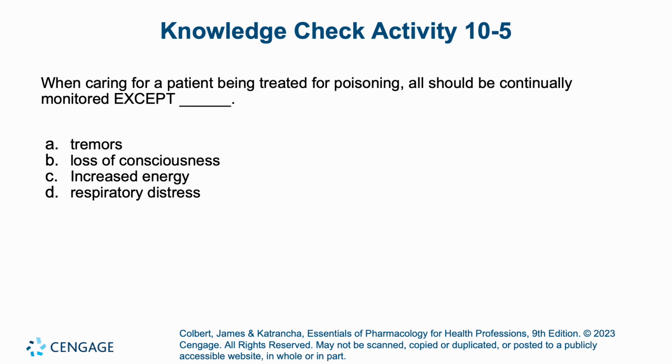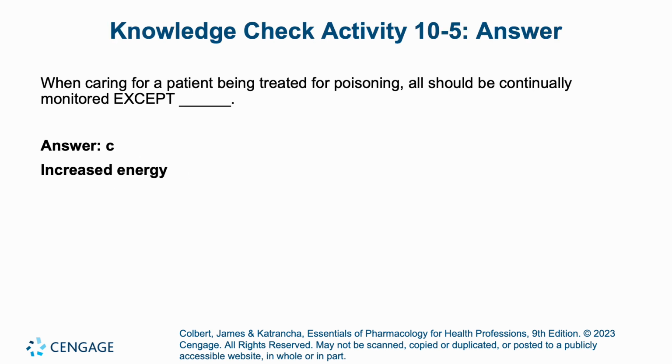Knowledge check. When caring for a patient being treated for poisoning, all should be continually monitored except A, tremors, B, loss of consciousness, C, increased energy, D, respiratory distress. And the answer is C, increased energy. You would be expecting decreased energy or lethargy from a patient who ingested a poison.